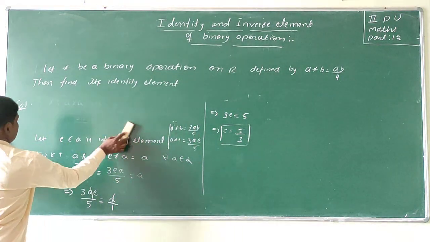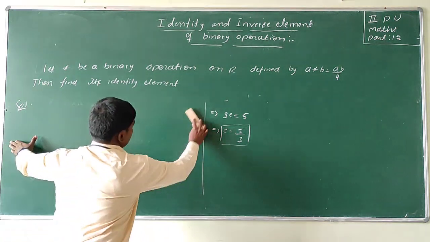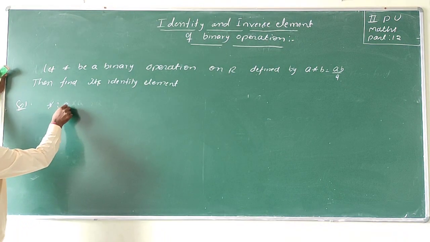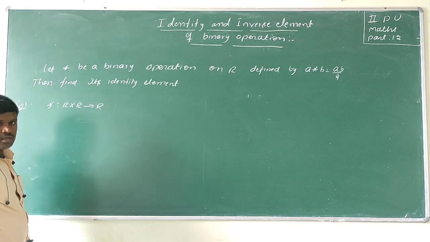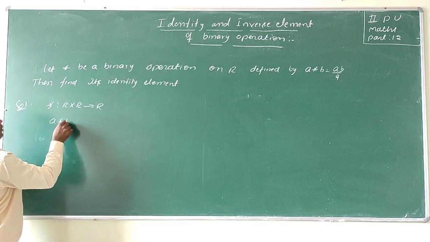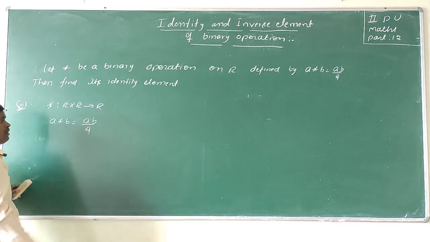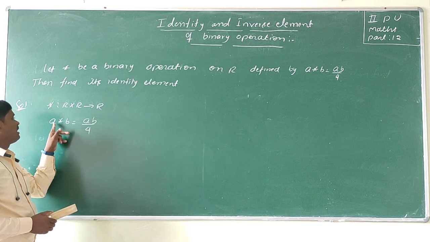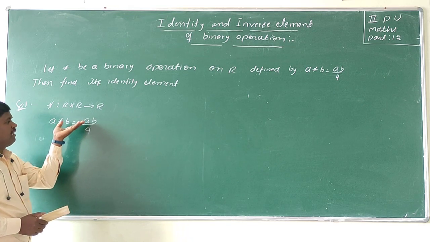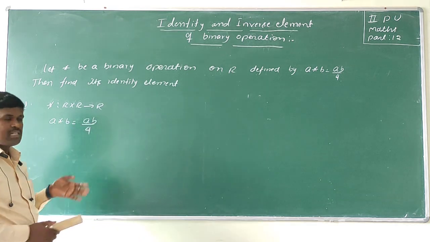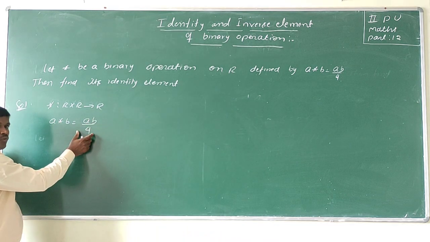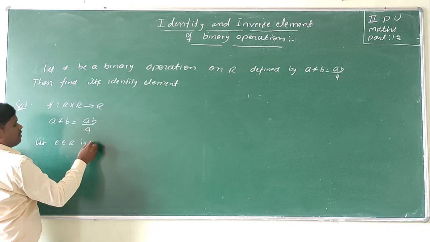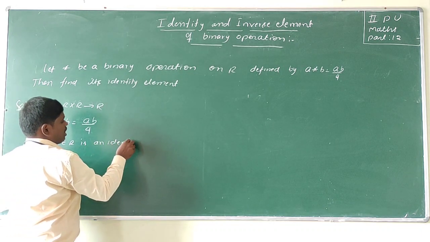So straightforward. Star is a function from R cross R to R, and A star B is equal to AB by 4. So if we operate this on these two operands, we multiply the operands A and B and divide by 4. So this is the operation. Let E belonging to R be an identity element.